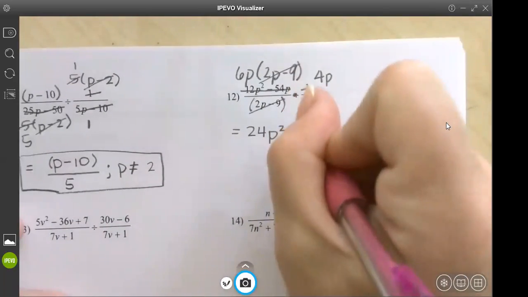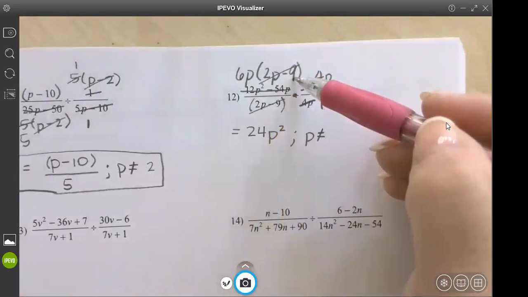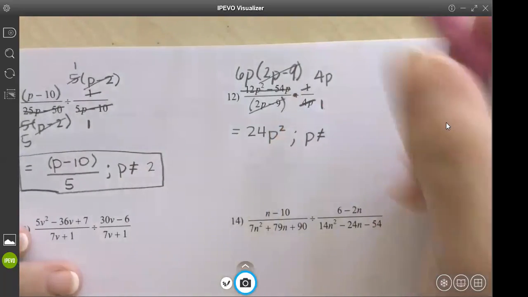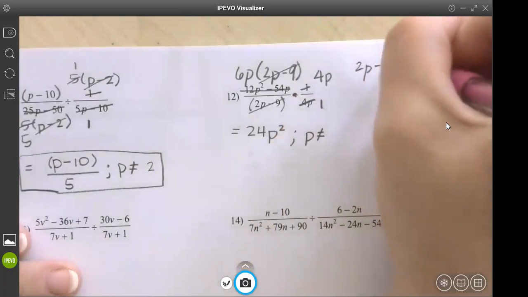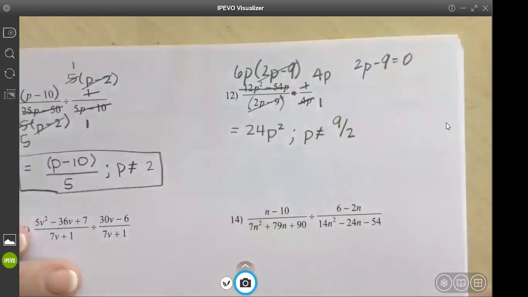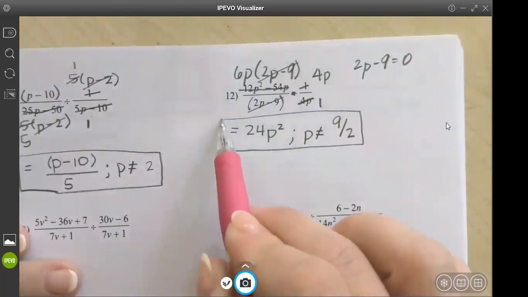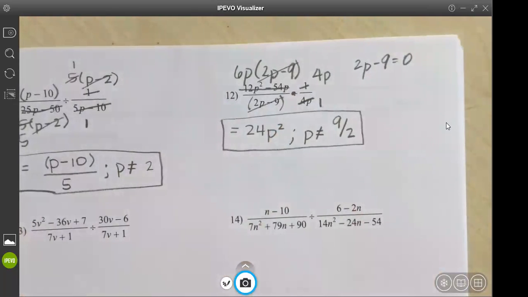And then we need to do our points of discontinuity. P cannot equal... I marked out 2p minus 9. The way I would solve 2p minus 9 equal to 0 is I would add 9, divide by 2. There is nothing else that I marked out or left on the bottom. That's it.